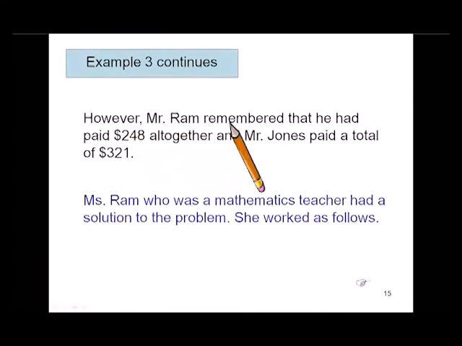Example 3 continues. However, Mr. Ram remembered that he had paid $248 altogether and Mr. Jones paid a total of $321. Mrs. Ram, who was a mathematics teacher, had a solution for the problem. She worked as follows. Solution.